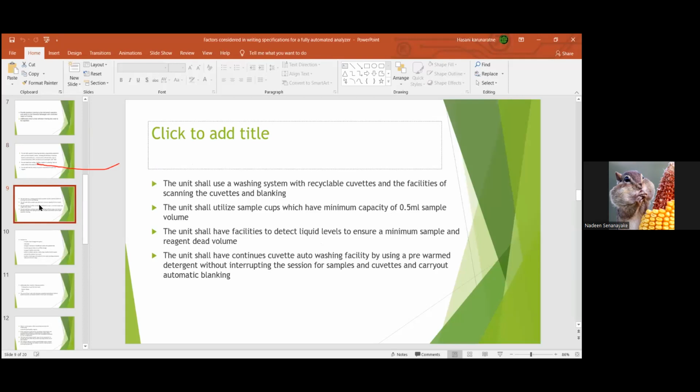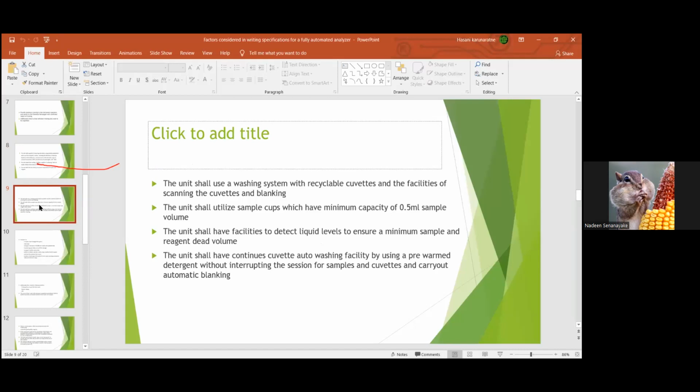It may have a washing system with recyclable crates and facilities for scanning the crates and banking. Those things should mention whether it uses recyclable crates or disposable crates. If it is disposable, they have to give the cost for the disposable crates.